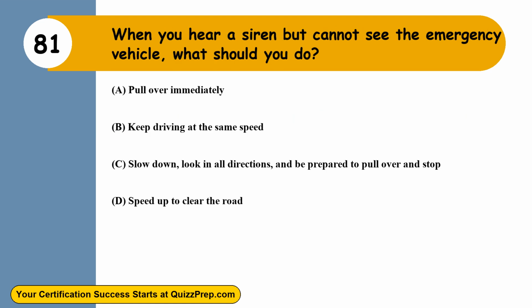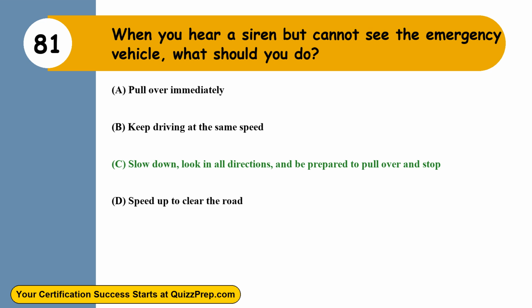Question 81. When you hear a siren but cannot see the emergency vehicle, what should you do? Option A, pull over immediately. Option B, keep driving at the same speed. Option C, slow down, look in all directions, and be prepared to pull over and stop. Option D, speed up to clear the road.